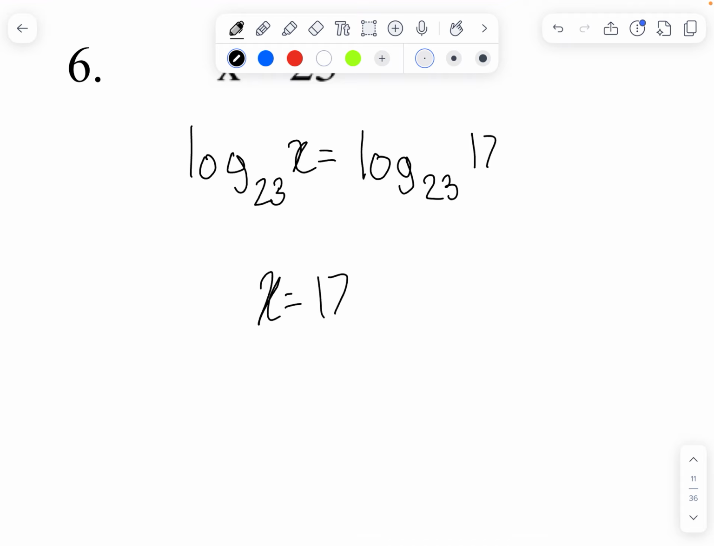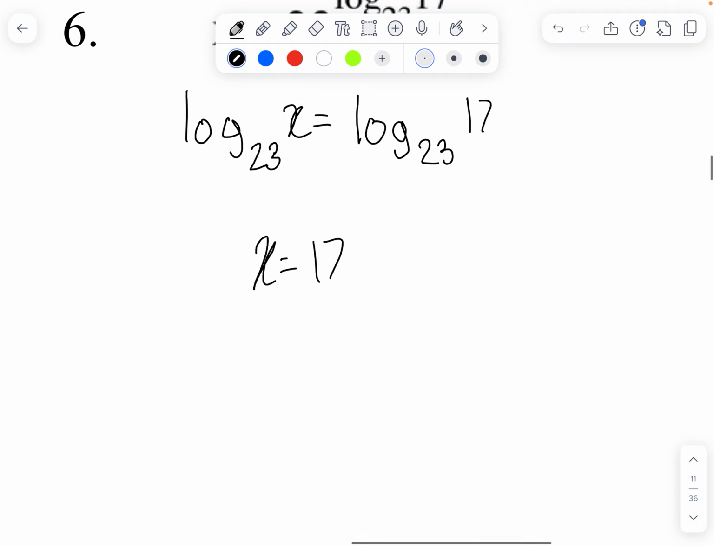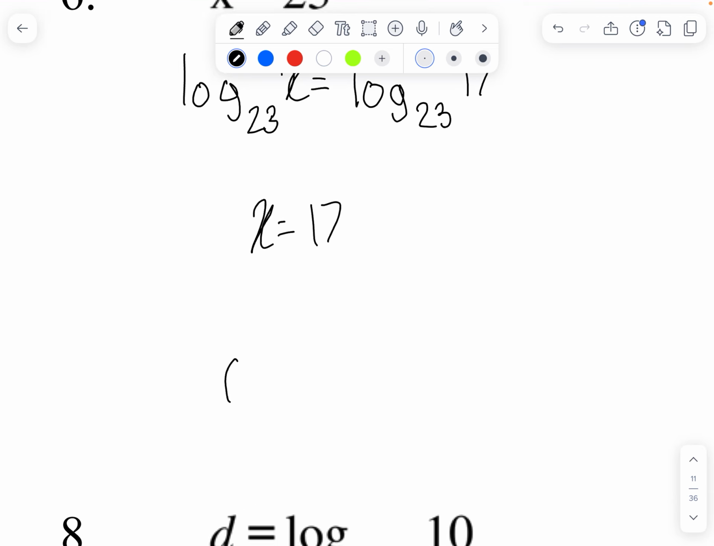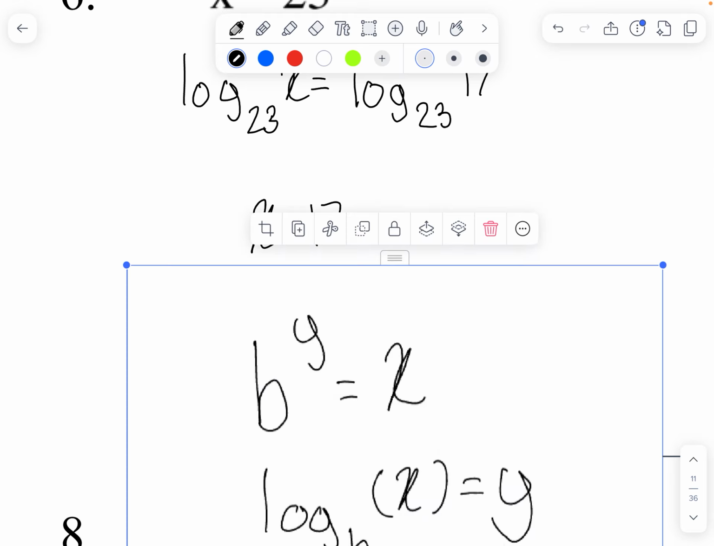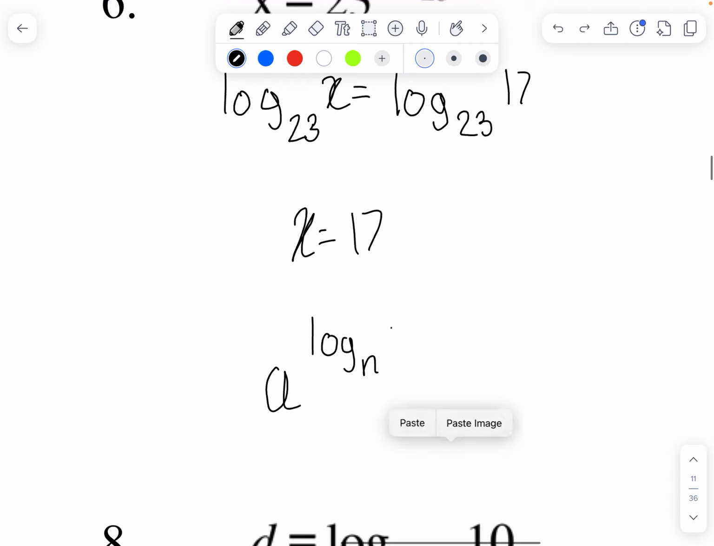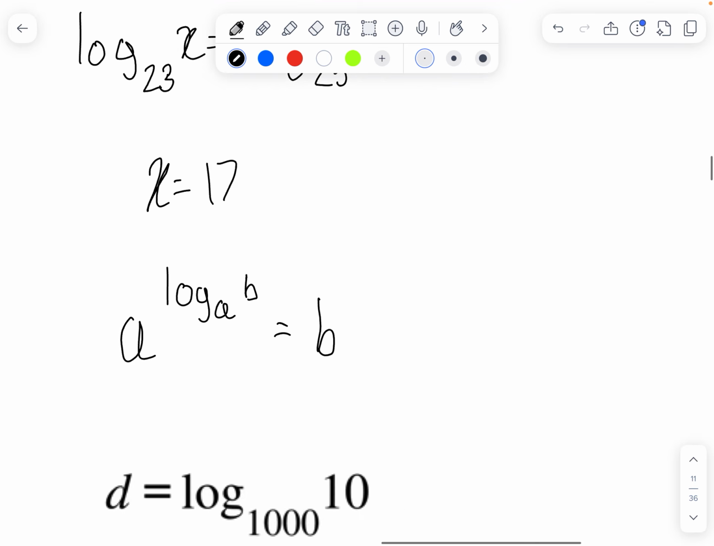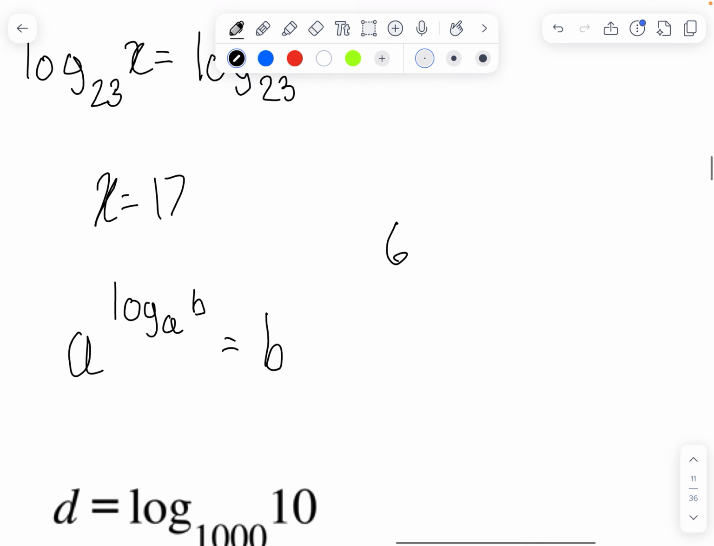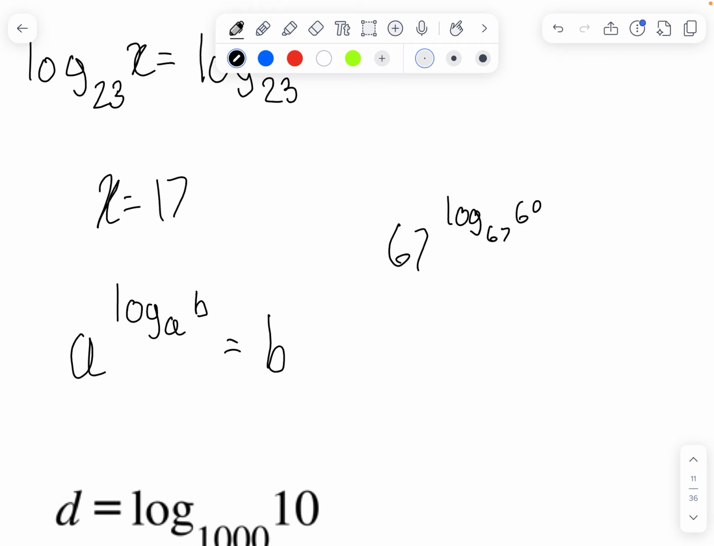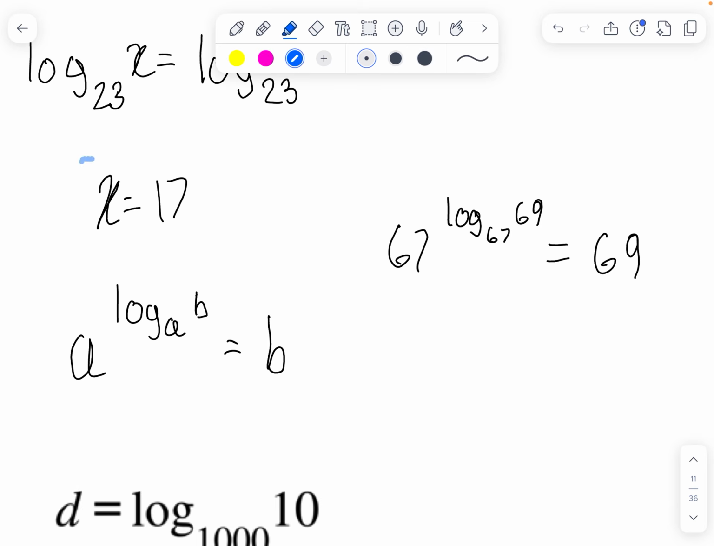Basically, let's say a to the power of log base a of b will always equal b. So an example of this might be 7 to the power of log base 7 of 69 equals 69. So yeah, that is our answer. x equals 17.